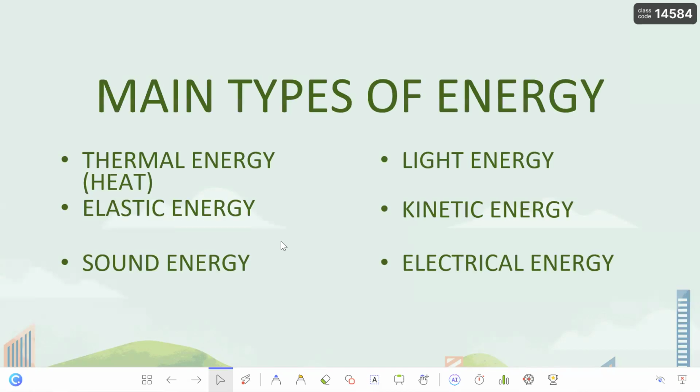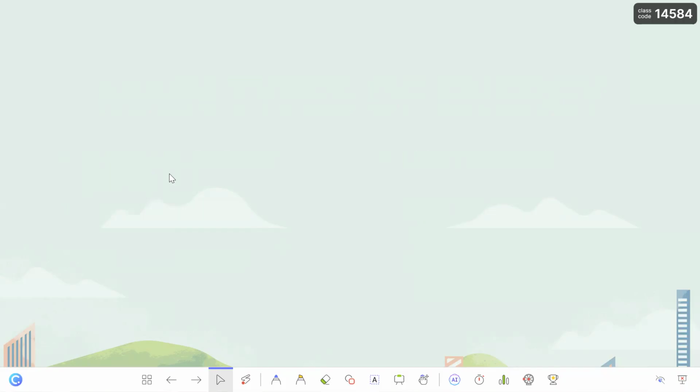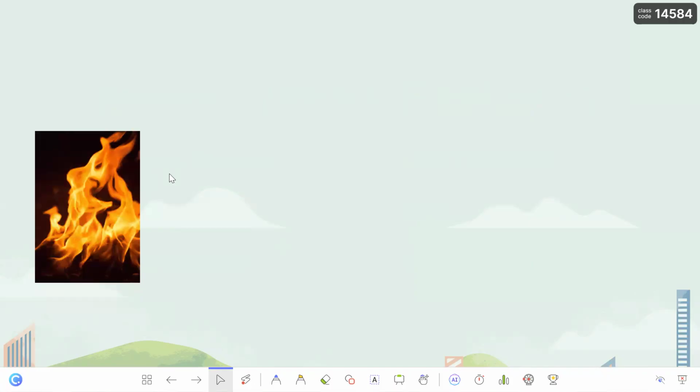Some of these forms are thermal energy, which is the heat energy, elastic energy, when you are able to stretch something, sound energy, light energy, kinetic energy, which is the energy of motion, and electrical energy. These are some forms of energy. There are more for sure, but we are not responsible for all of them.